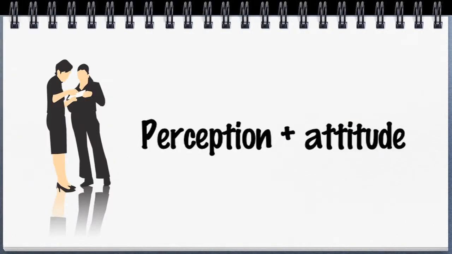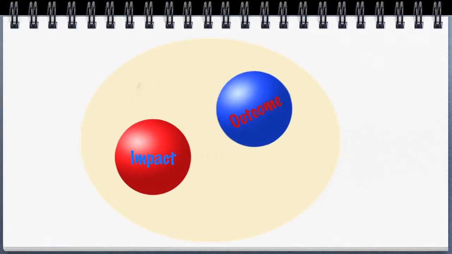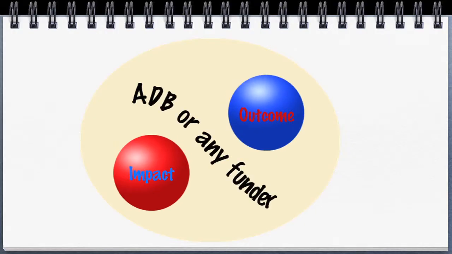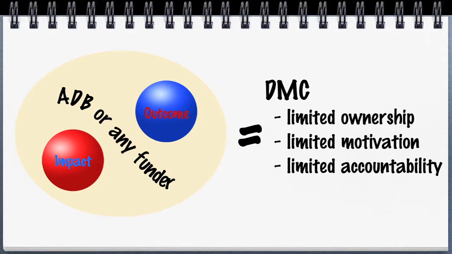Perceptions and attitudes of the EA toward the intended project results are critical for achieving them. If the impact and outcome are perceived to be merely those of ADB, or any funder for that matter, then ownership and hence motivation and accountability by the DMC will be limited, with predictable results. It is particularly important for projects to be subjected to inspection.